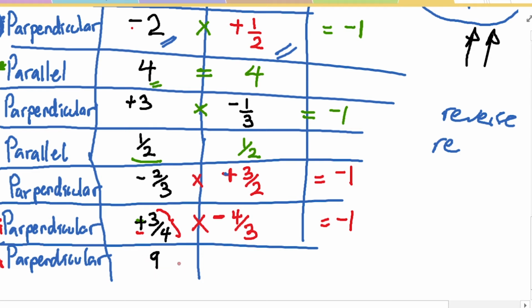Then these two lines are perpendicular, so if one of the gradients is 9, what's the reverse of +9? That is negative, the reverse sign. Then the reciprocal of 9, which is 9/1, is 1/9, because when you multiply those two it gives you -1.